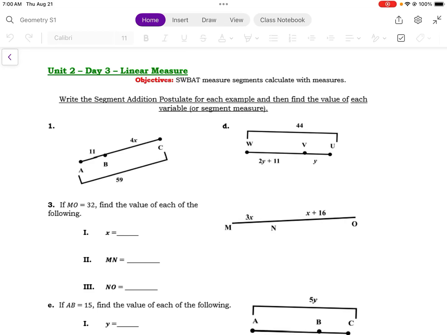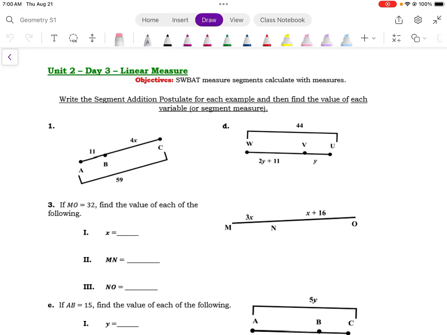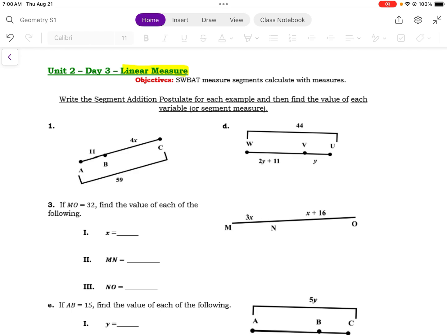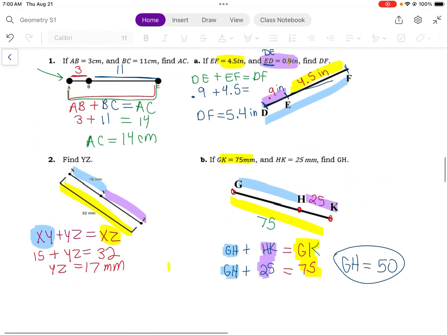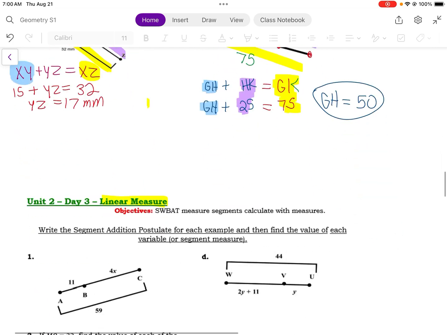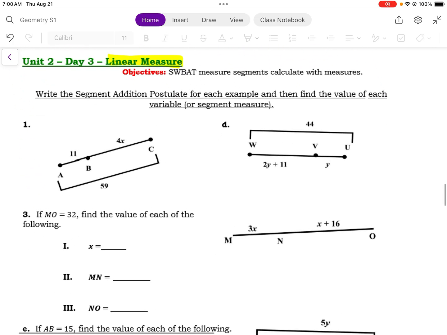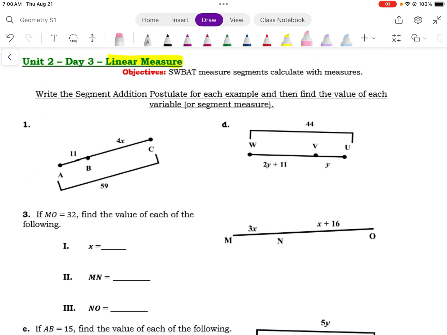Welcome back to day 3 of our videos. It is the same title. We're just going to get a little bit more hardcore than we did yesterday, where we did equations where we were adding. Again, we're doing the segment addition postulate. So today we're going to do the same thing. The problems are just going to get a little bit more complicated.